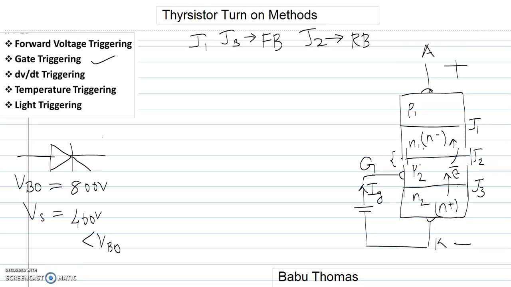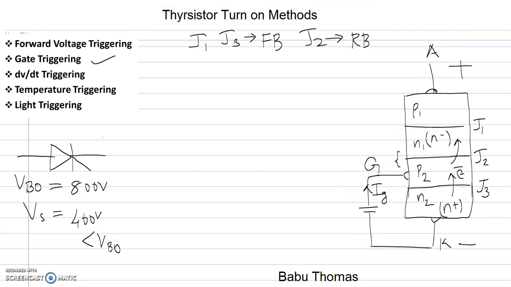Now that is for a particular current of Ig. That means if you are increasing the value of Ig, then the device will get turned on at a much lower forward voltage applied across the anode and cathode. That again we can see from the IV characteristics of the device.